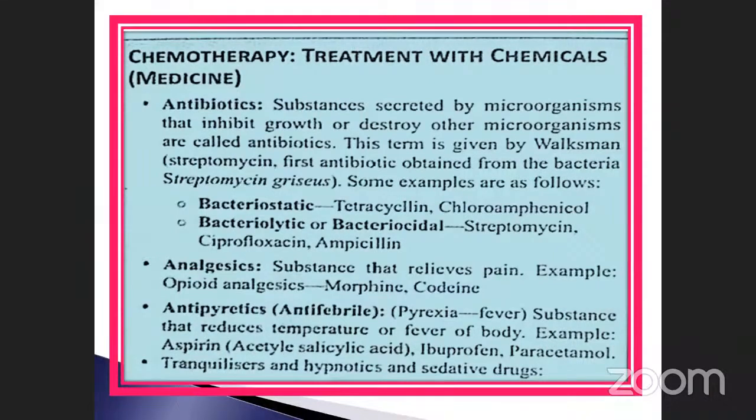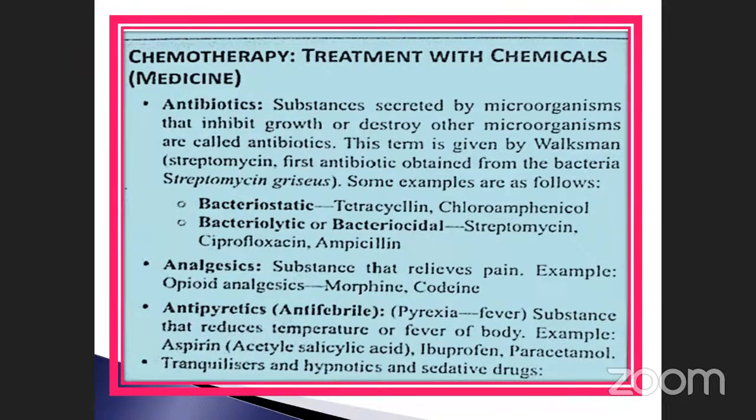Analgesics, substances that relieve the pain. Analgesics, okay, chemical substances that relieve the pain. Example, opioid analgesics: morphine, cocaine, codeine. So these are the examples of analgesics.